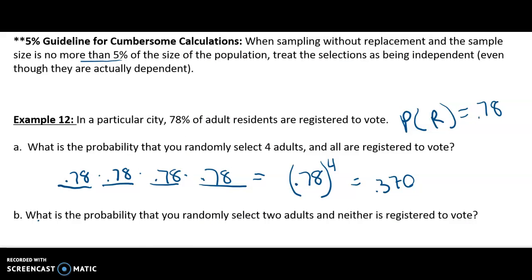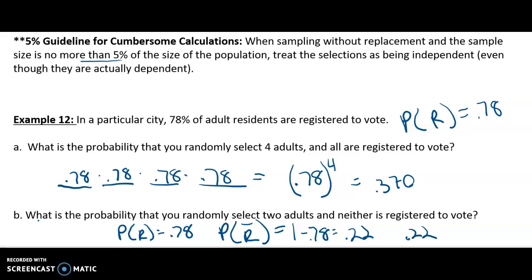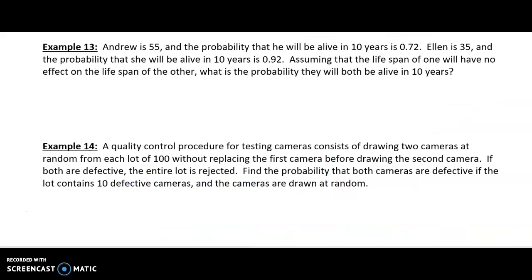For part B, it says, what's the probability you randomly select 2 adults and neither is registered to vote? So if you're registered to vote, the probability is 0.78. So the probability of not registered will be 1 minus 0.78, which is 0.22. So the probability that there's 2 adults and neither are registered would be 0.22 squared, which gives 0.048 as our answer. Let's take a look at a few more examples.